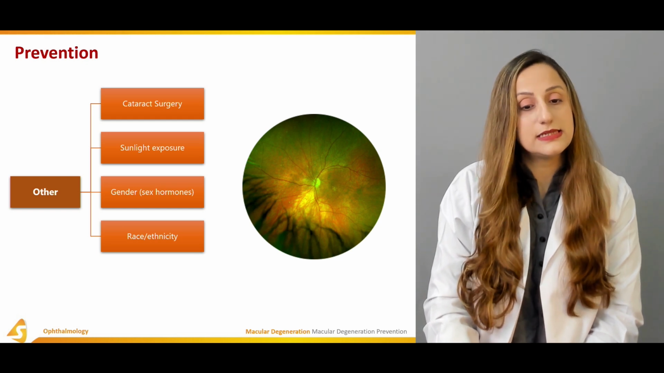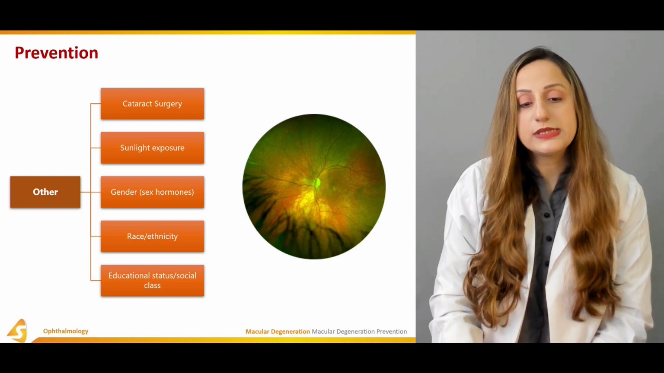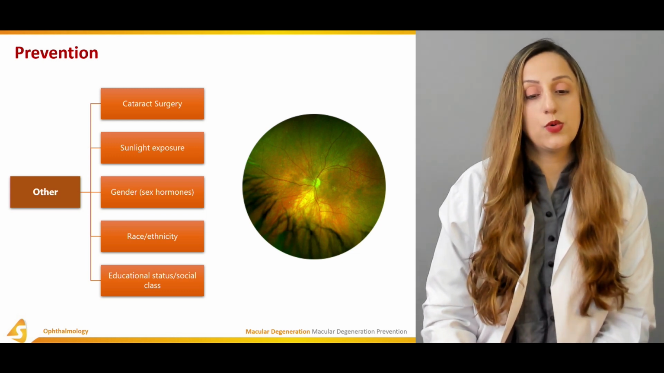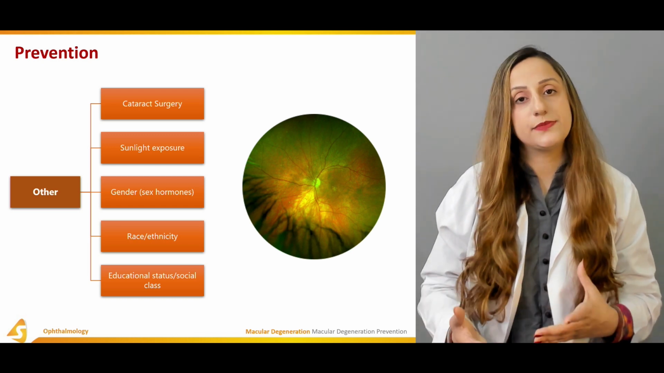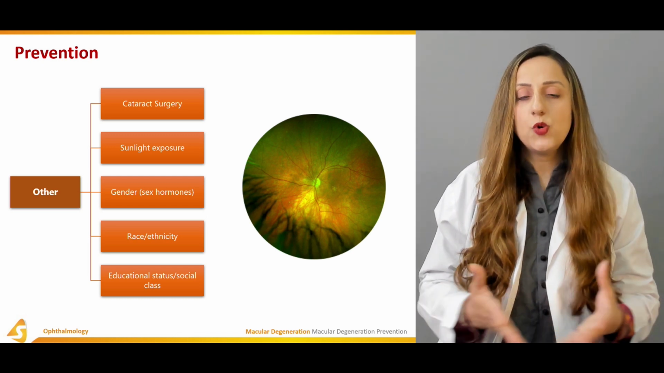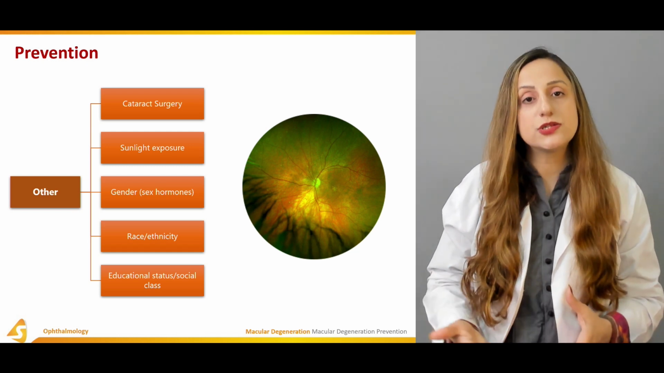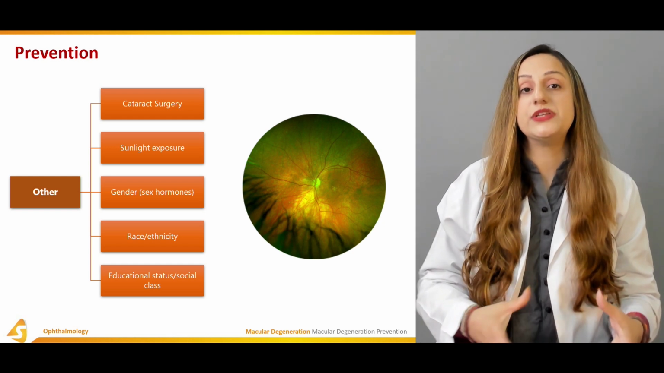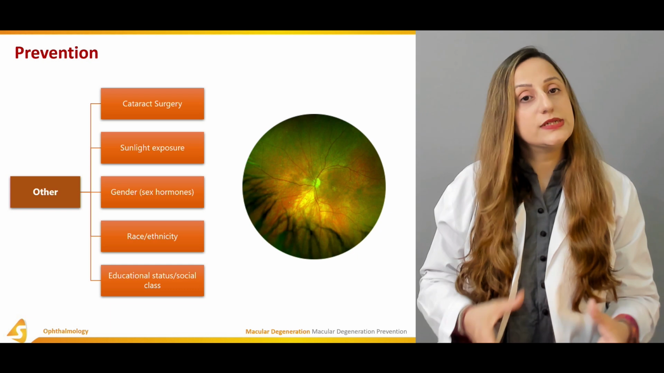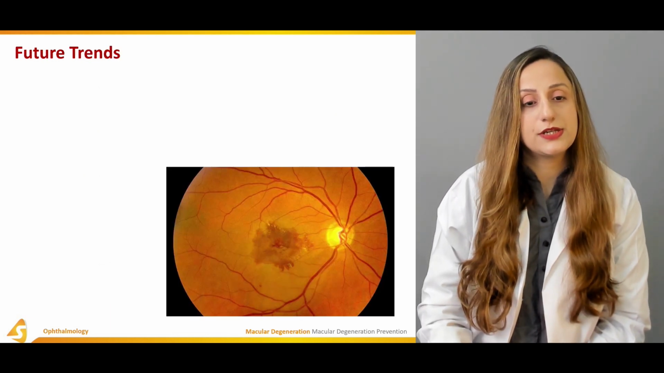The race and the ethnicity: it's more common in Caucasians. Then the educational status and the social class. Again, the low socioeconomic class is more prone to the development of the disease. There are no particular factors, it just depends upon the research that has been carried out, and all of these factors are considered to be risk factors towards the development of age-related macular degeneration in this particular patient.